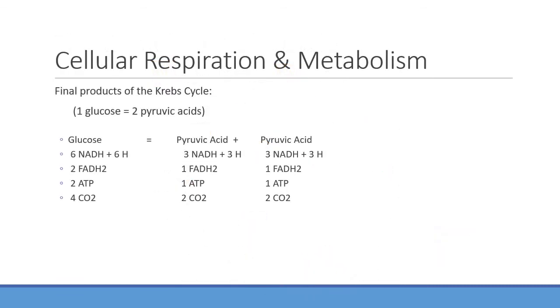So looking at the final products of the Krebs cycle, where are we at right now in the process? We've undergone glycolysis, we've undergone the Krebs cycle. So we've broken down 1 molecule of glucose into 2 molecules of pyruvic acid. Now at this point, what we've developed overall is 6 molecules of NADH plus 6 additional hydrogen ions. We developed 2 molecules of FADH2, 2 molecules of ATP and 4 molecules of carbon dioxide. Okay, this is where we're at. So notice all these nice electrons, all these nice hydrogen ions here. We're going to be utilizing these to make ATP in just a moment.